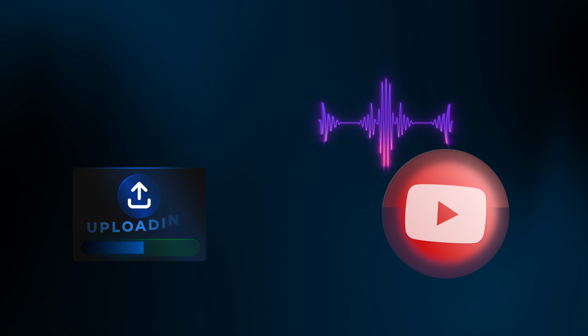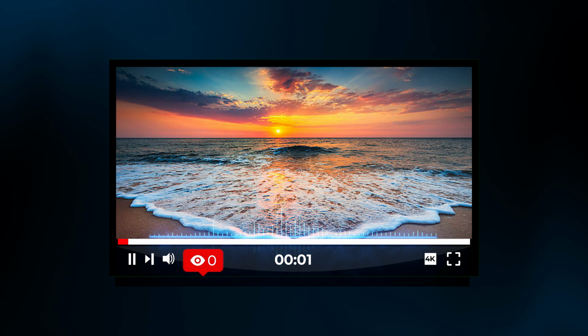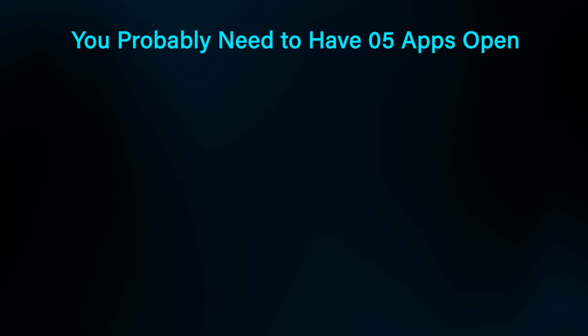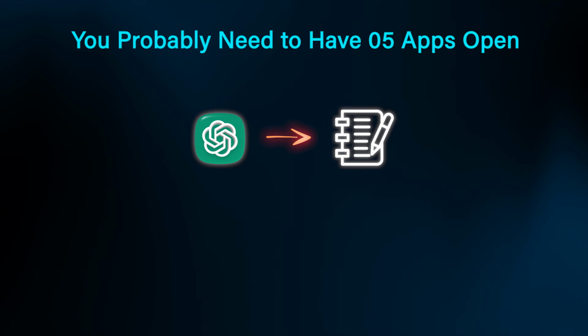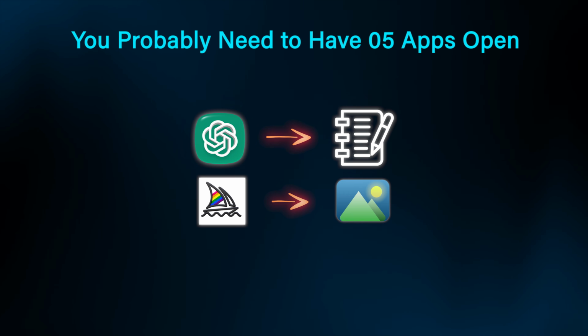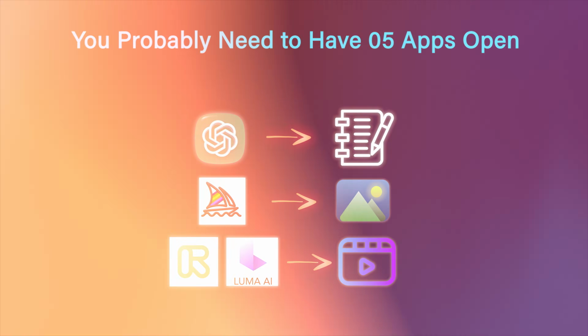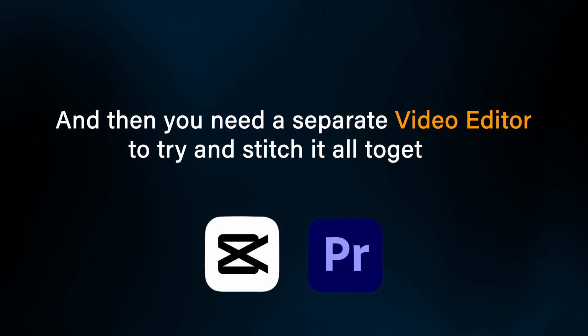You want to upload your track to YouTube, but you know nobody clicks on static images anymore. You need a music video. But when you try to make one using standard AI tools, it is an absolute nightmare. You probably need to have 5 apps open. Maybe ChatGPT to break down your lyrics into scene descriptions, Midjourney to generate images, and Runway or Luma to animate those images. And then you need a separate video editor to try and stitch it all together.